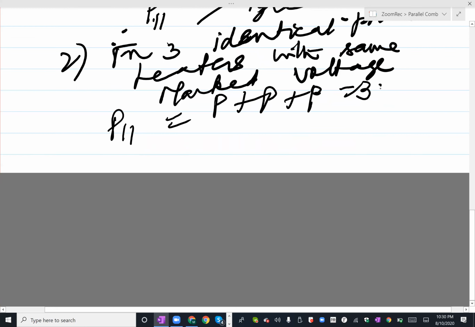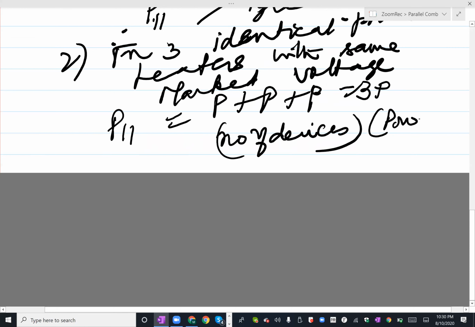So if there are n heaters, all identical in terms of their marked power and marked voltage, and hence the marked resistance, all are identical. So the P parallel will be the number of devices times the power of each. This will be the explanation for the power of parallel.